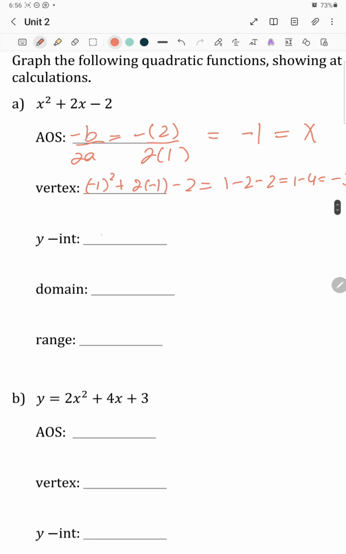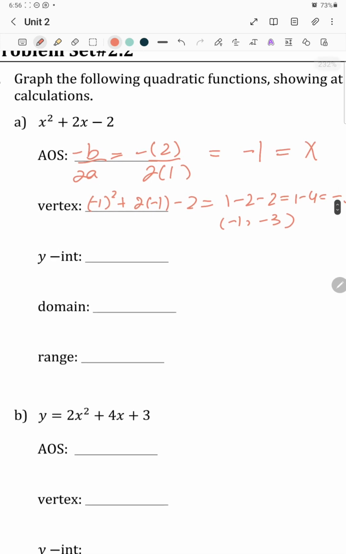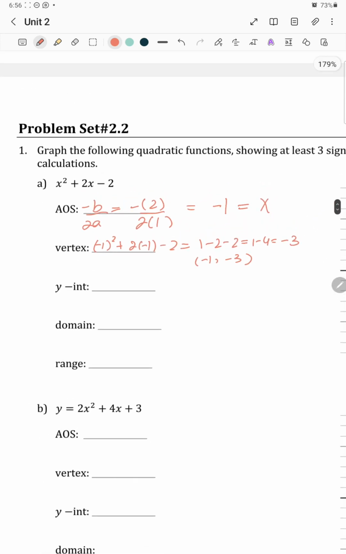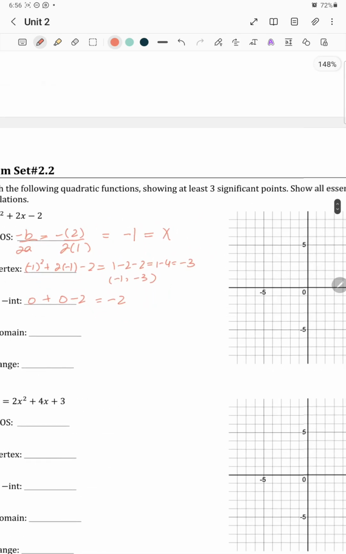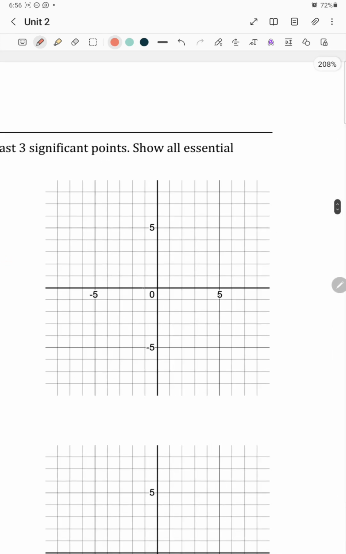The vertex would be finally minus 1 and minus 3. Now what is the y-intercept, at which point will y intercept? To find the y-intercept, we need to put x equal to 0. So the y-intercept would be minus 2. What will be the domain and what will be the range? So let's calculate. The vertex is minus 1, minus 3.